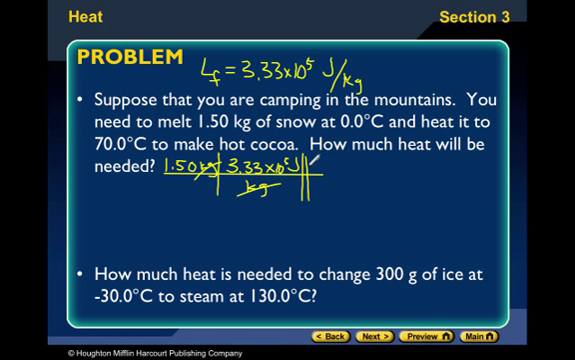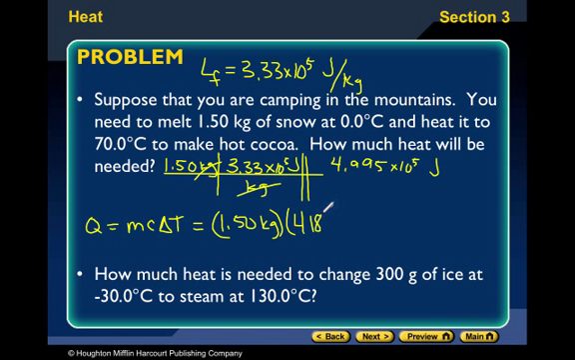You multiply it and you get 4.995 times 10 to the 5th. Okay, so it takes that much energy to change everything from a solid to a liquid. And now we're going to heat that liquid up to 70 degrees Celsius. This is where you're going to use your Q equals m c delta T. So the mass of our snow is 1.5 kilograms.